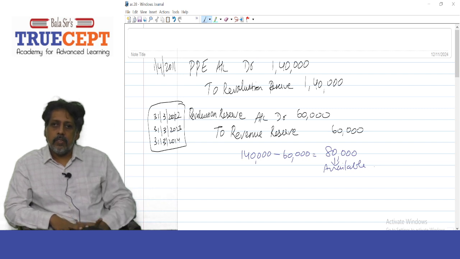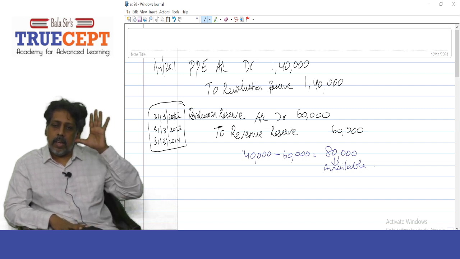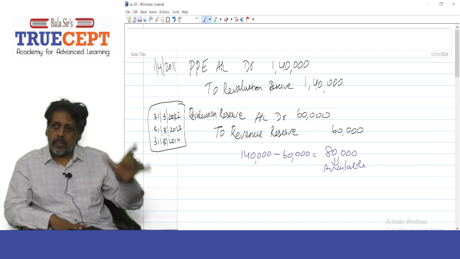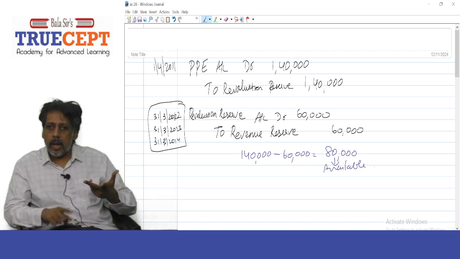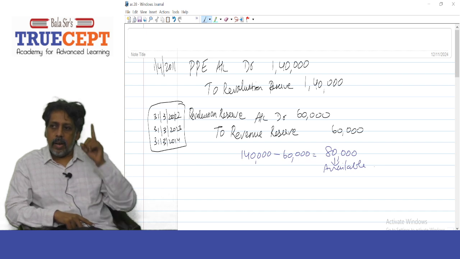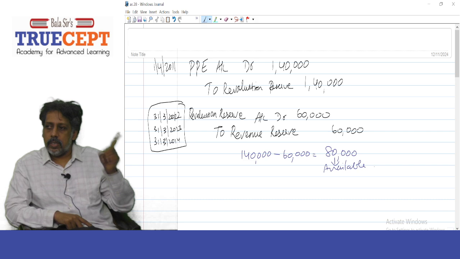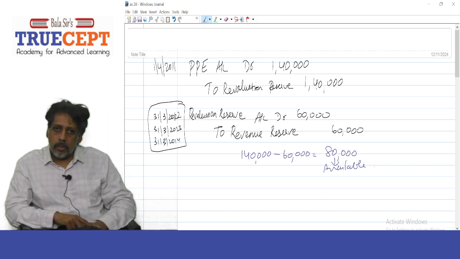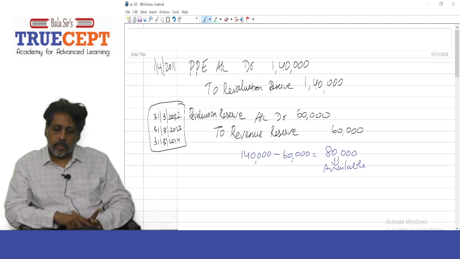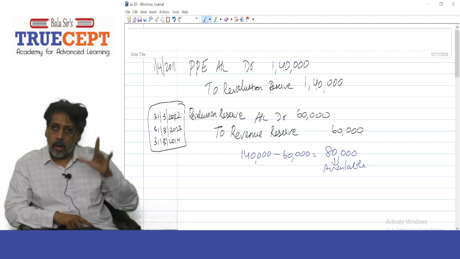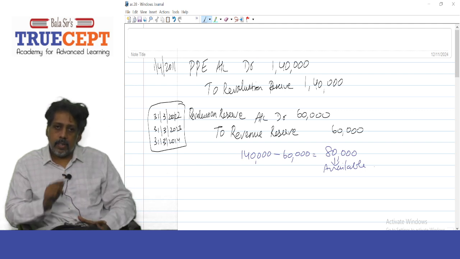Okay. So what is the entry? It is a debit to the asset. Debit property, plant, equipment, and credit revaluation surplus, or you can say revaluation reserve. What is the amount? 1,40,000. Is that fine? Yes, sir. That is on 1/4/2011. Next.